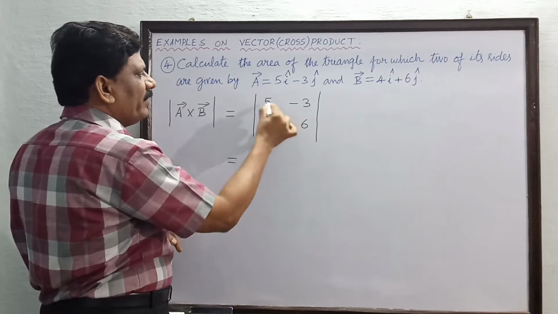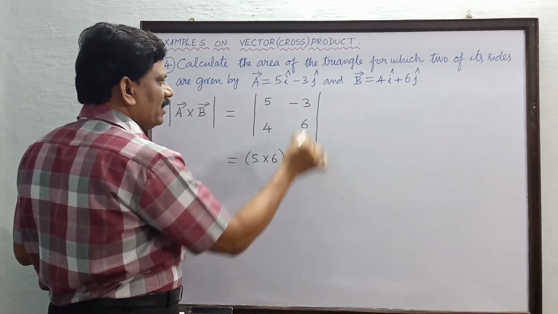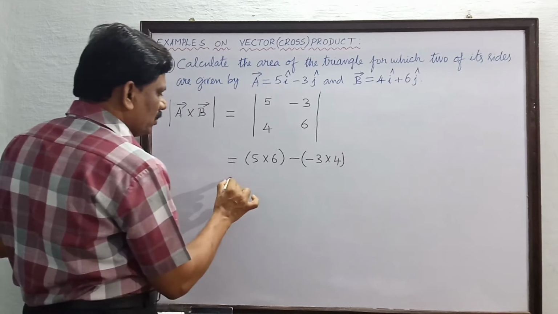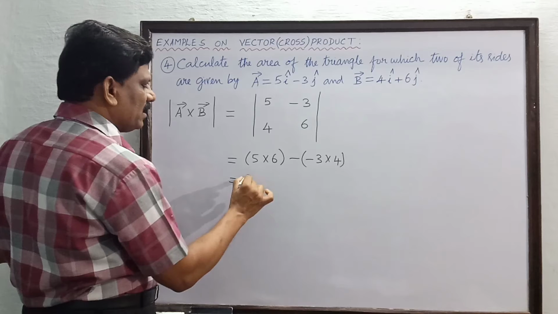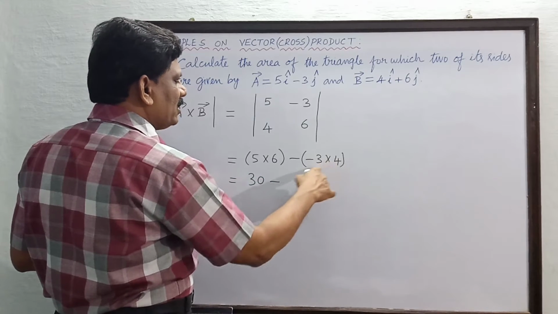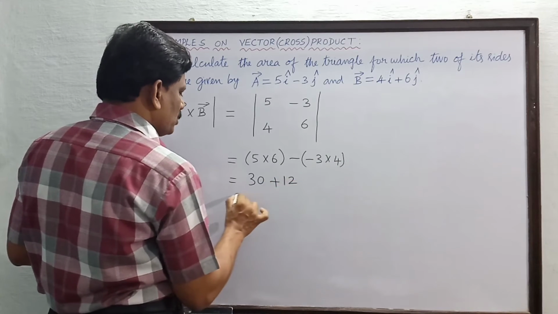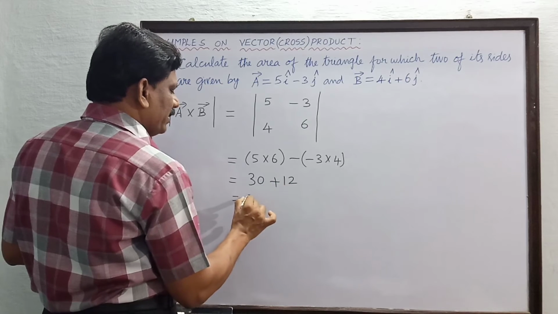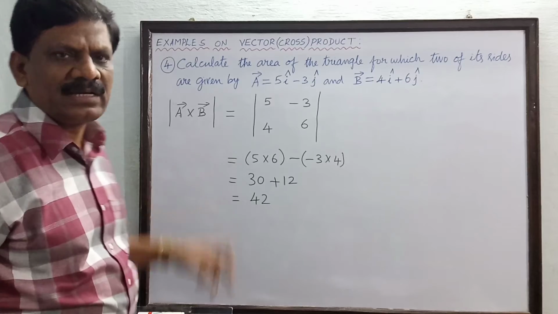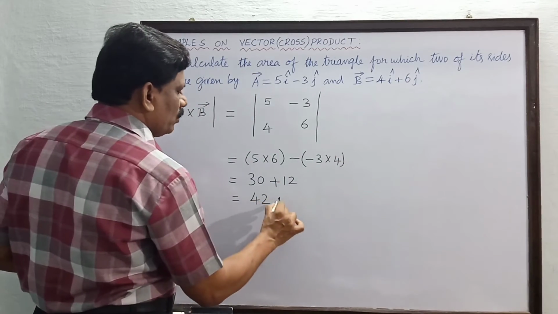So this is equal to 5 into 6. So I will write 5 into 6 minus of minus 3 into 4. So that this is equal to 6 5s are 30 minus of minus 4 3s are 12. So this will become plus 12. So that this is equal to what? 30 plus 12, that is 42 units. So modulus of A cross B is found to be what? 42 units. Okay, 42 units.